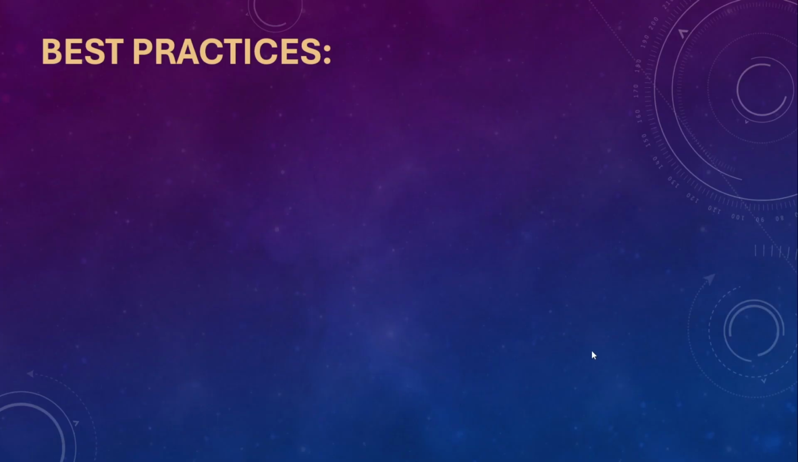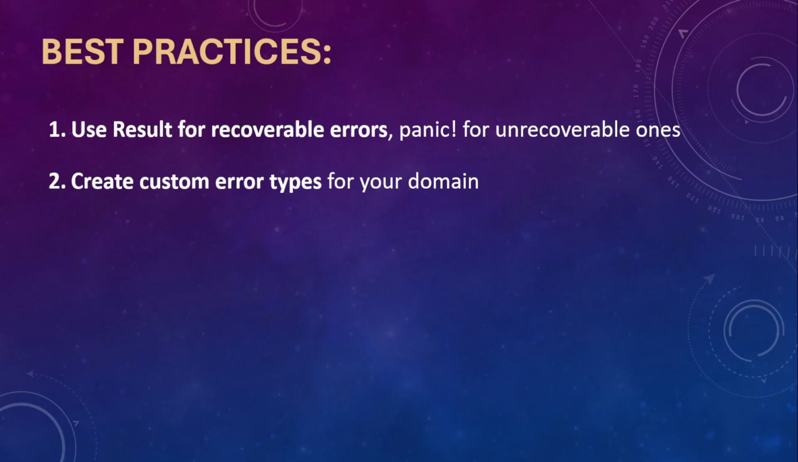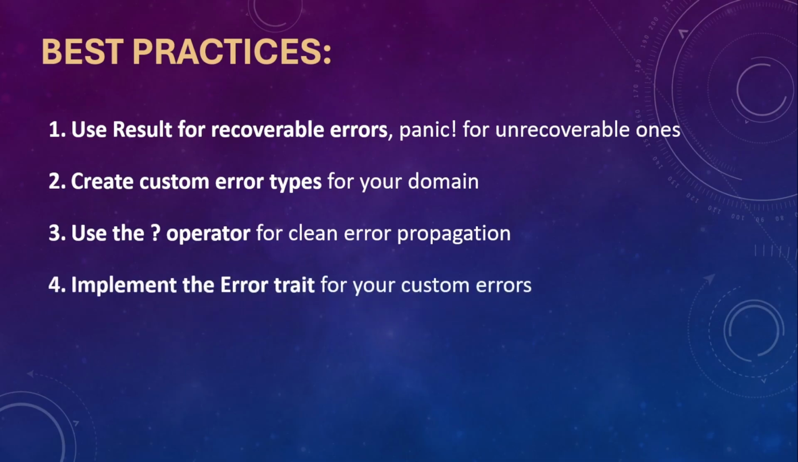Let's conclude by discussing the best practices in the error handling domain. Use the Result enum for recoverable errors and use panic for unrecoverable errors, and create your custom error types for your domain as per your application requirements. Use the try operator for clean error propagation, making your code more readable and compact, and implement the error trait for your custom errors so that it becomes a valid error in the Rust ecosystem.